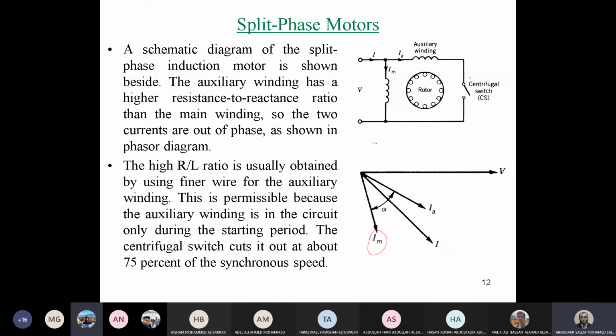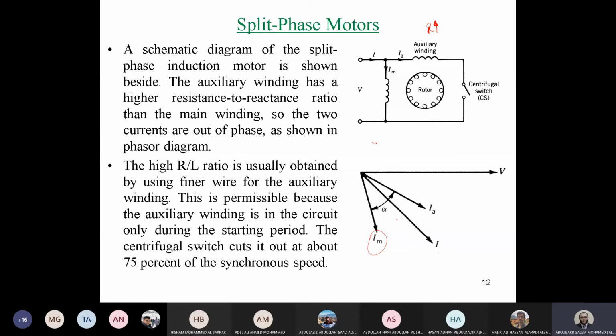It will continue working. But if it continues working in the circuit, we said that this winding has a high value of resistance. So we might expect not to get enough current. But the current is enough to operate the motor, because as you can see here, in terms of the phasor diagram, even the current is higher than the main current. So it will continue working in terms of current.